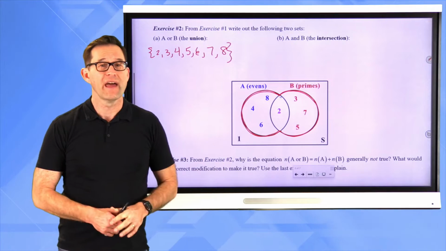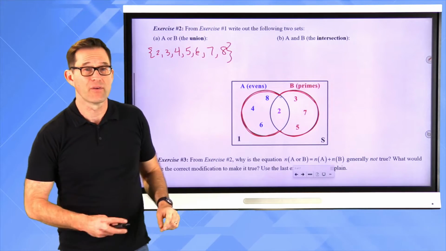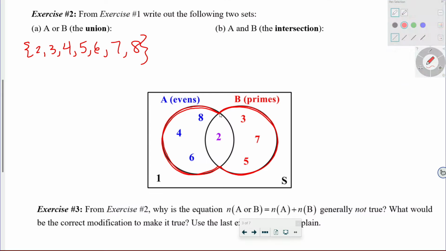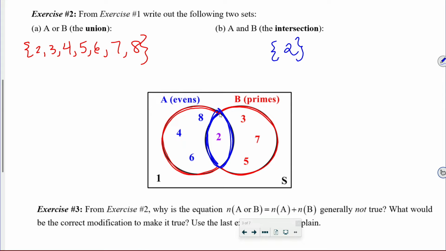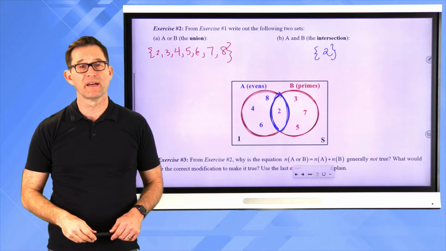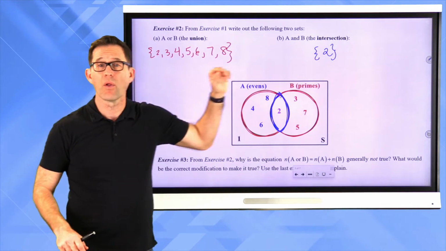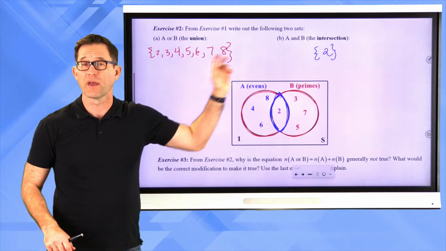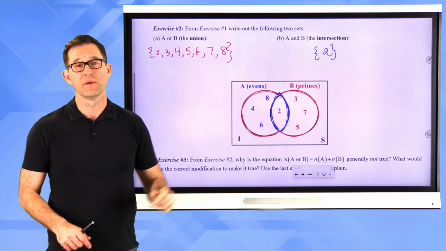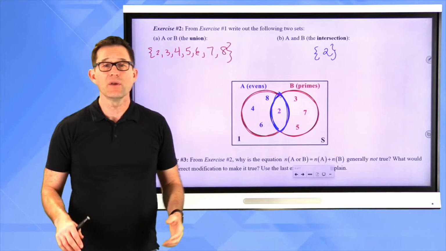Now, the intersection, on the other hand, right, this one is way more restricted, as it often is. The intersection is only the elements that commonly lie in both of the two sets, and that's the element 2. Now note, right, the intersection will always lie within the union, okay? The intersection will always be a subset of the union because the union is of two sets.